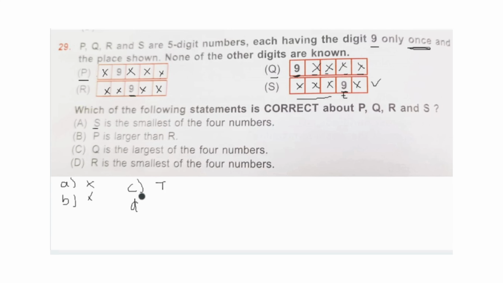Let's see option D. R is the smallest of the 4 numbers. Let's evaluate R. R is where 9 is at its 100th position, but with P and S being around, it is impossible to tell if R could be the smallest number. There could be a number that fits into P and S properly, making them smaller numbers. So even D is ruled out, making C the correct option.